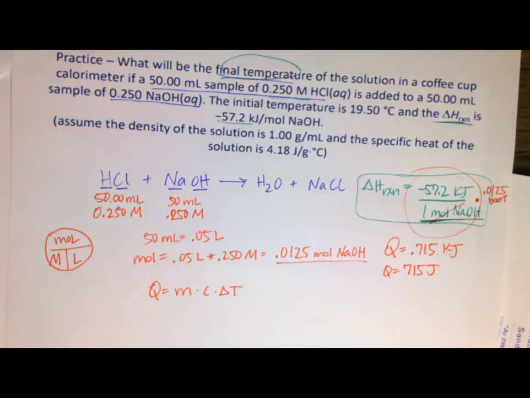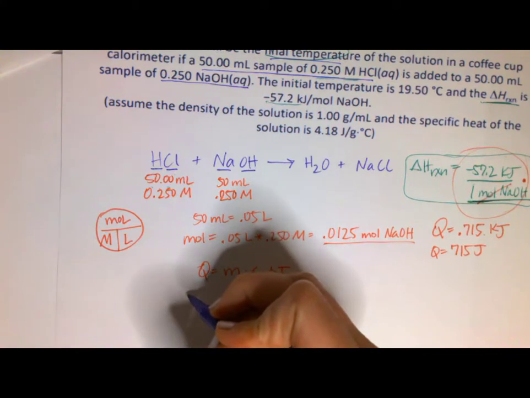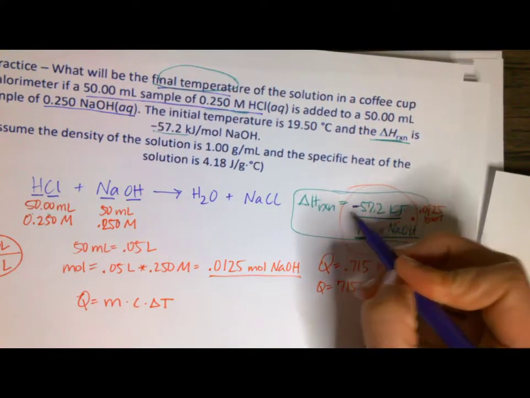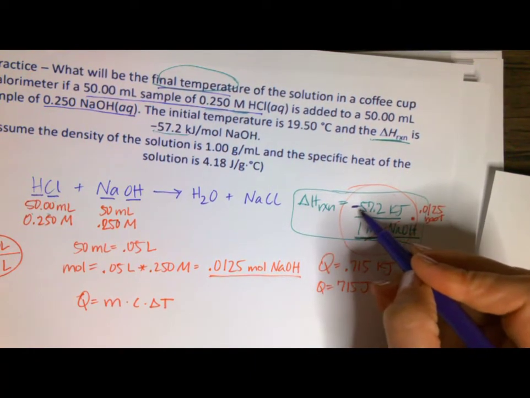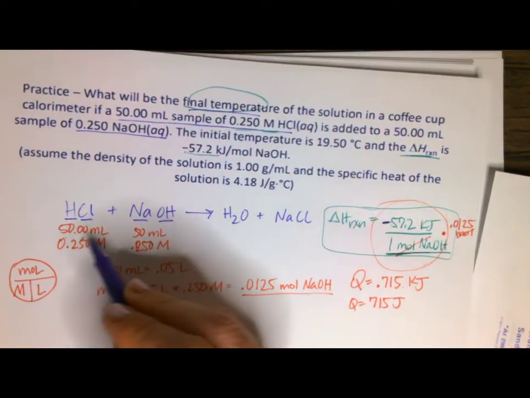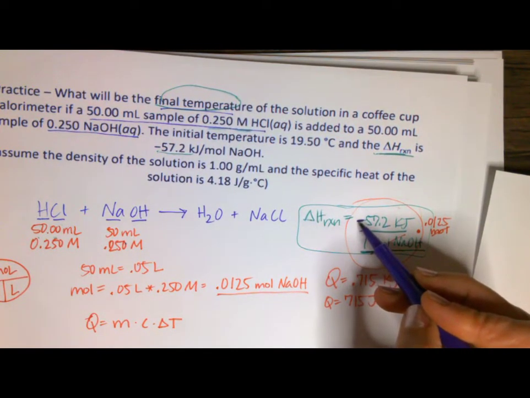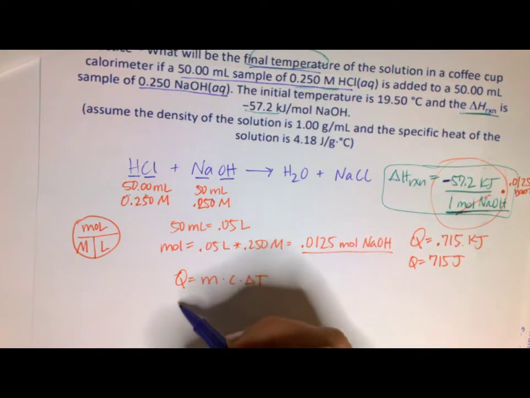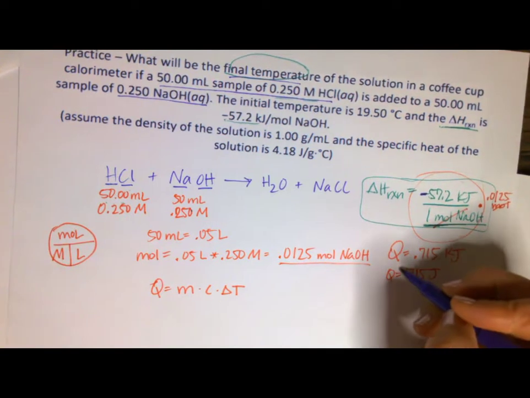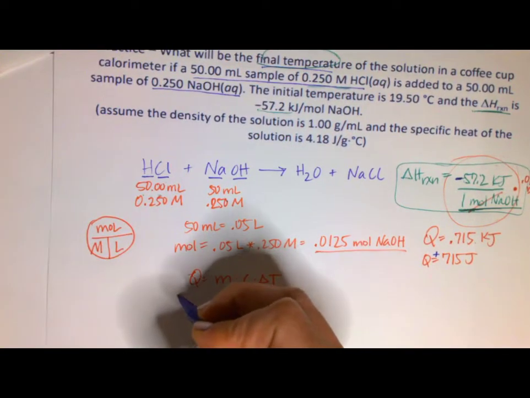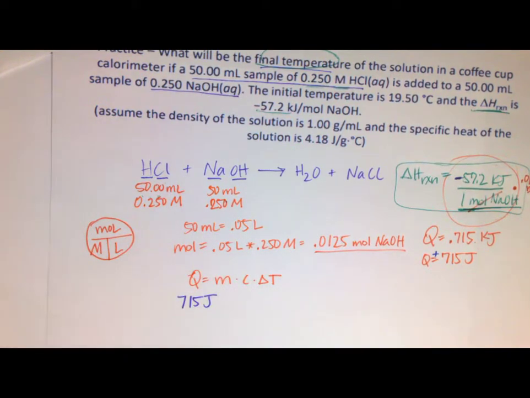Use a different color here. So if I know that my Q, the heat given off in this reaction, is negative, right? That negative tells me that it's exothermic. That means that this reaction, this NaOH, is releasing energy. The solution, the water, is absorbing the energy. So I'm going to have a positive Q over here, 715 joules of heat.